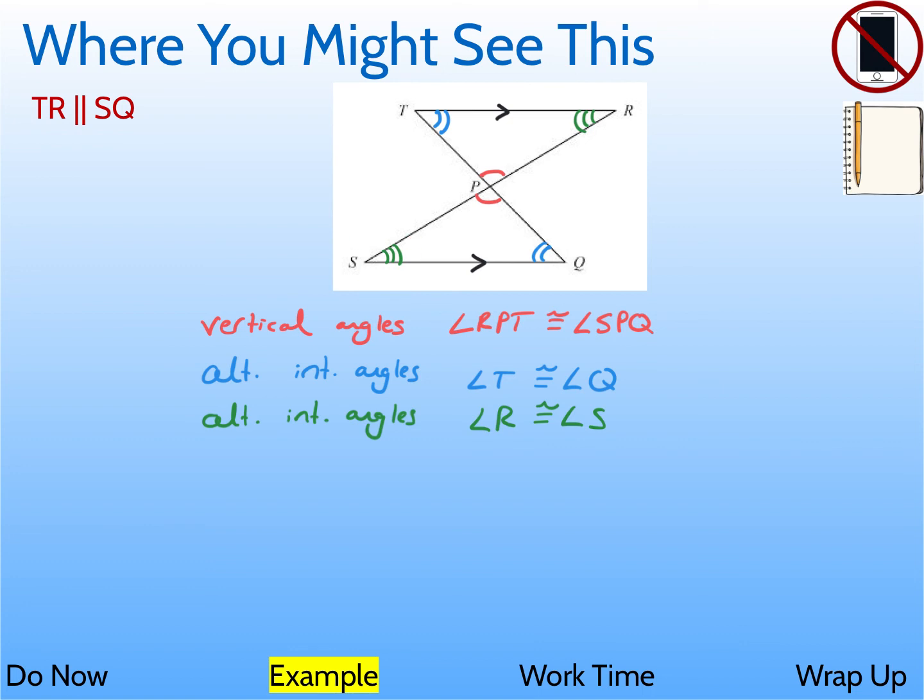So in order to prove these two triangles congruent, all you need to know is that one of these sides, like TP and PQ, or PS and RP, or TR and SQ, just one pair of sides is congruent, and then automatically you know that these two triangles are congruent by either angle side angle or angle angle side.